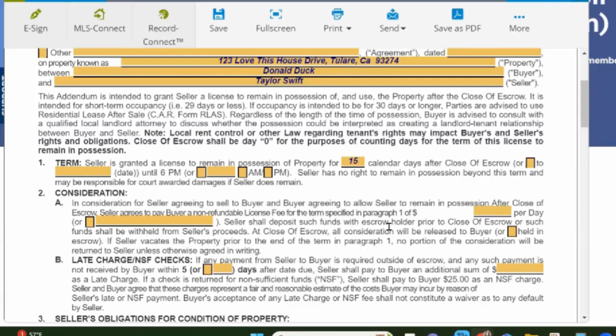First of all, nowhere in this form do they reference rent. So it's not a rental agreement. It's not anything like that. They're trying to avoid creating a landlord-tenant relationship, but it does say right here, buyer is advised to consult with a qualified local landlord attorney to discuss whether the possession could be interpreted as creating a landlord-tenant relationship between buyer and seller. So they're trying to avoid that with this form, but they're also cautioning you that that relationship might be created if you let the seller remain in possession.